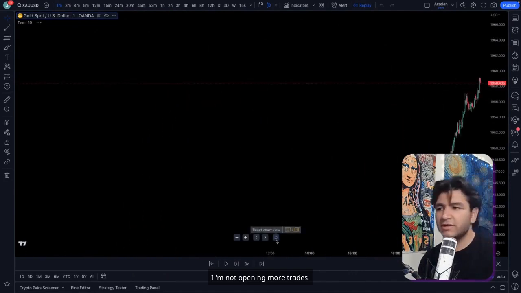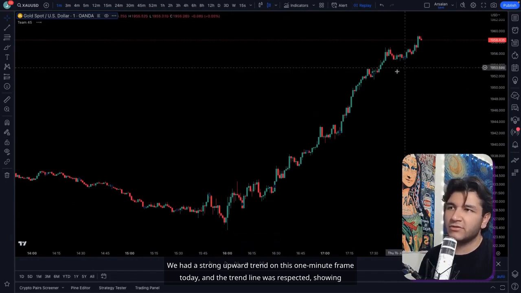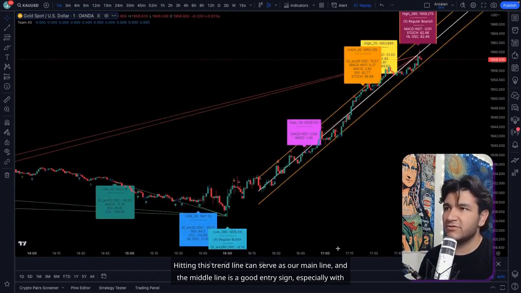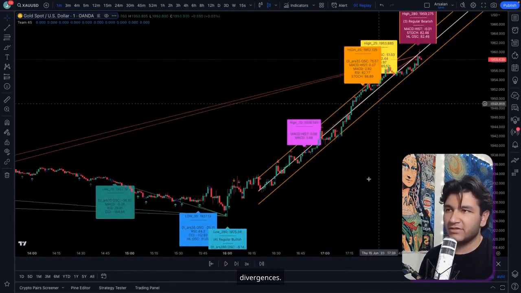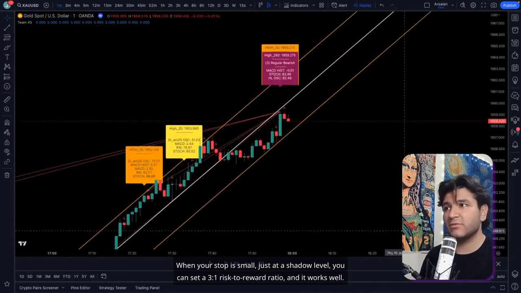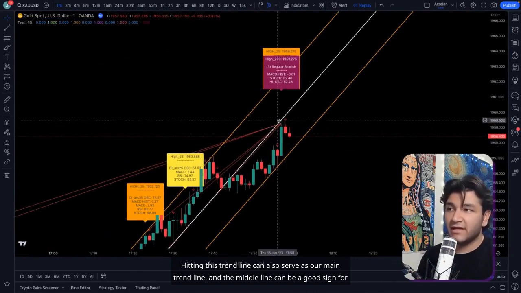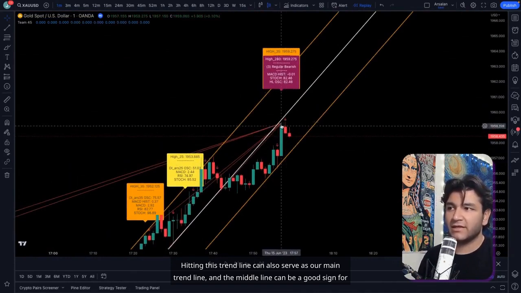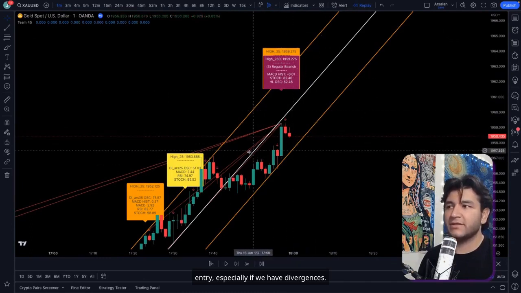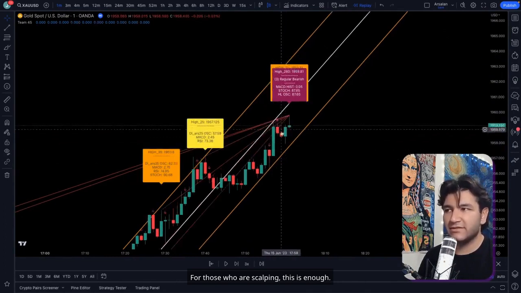I'm not opening more trades. We had a strong upward trend on this 1-minute frame today, and the trend line was respected, showing reactions. Hitting this trend line can serve as our main line, and the middle line is a good entry sign, especially with divergences. For scalpers, this is enough.